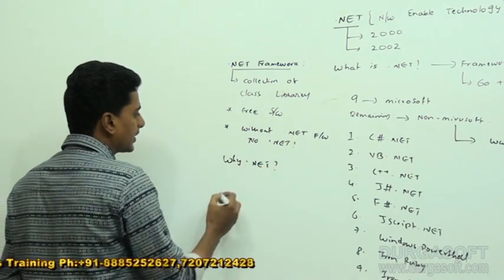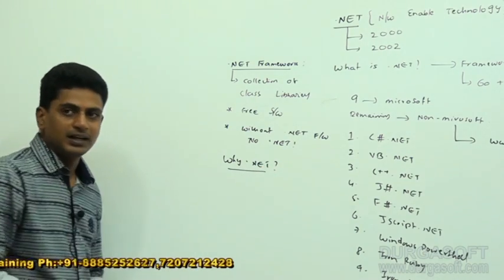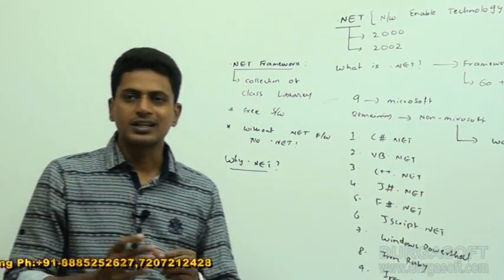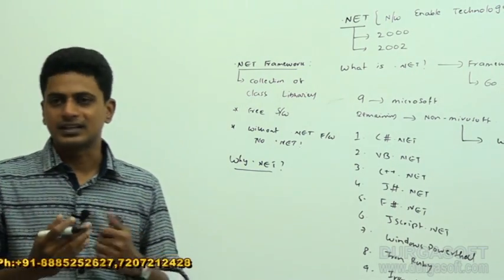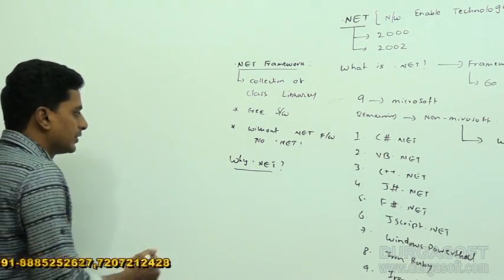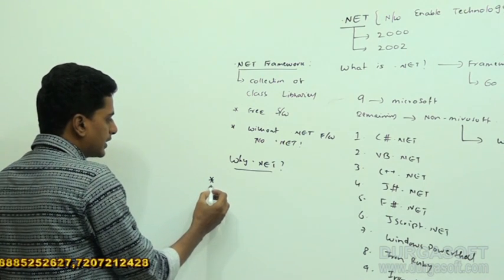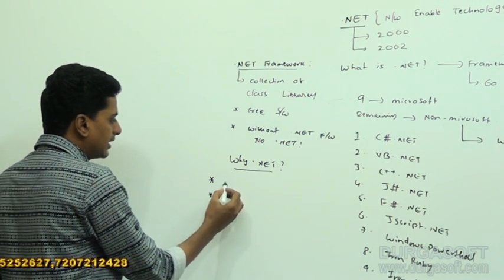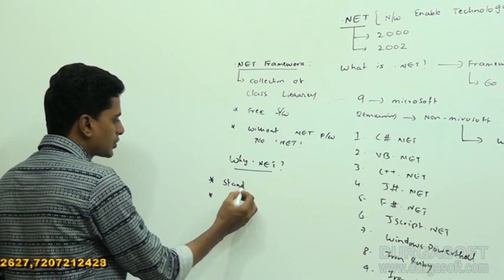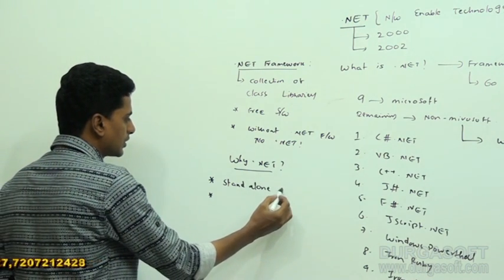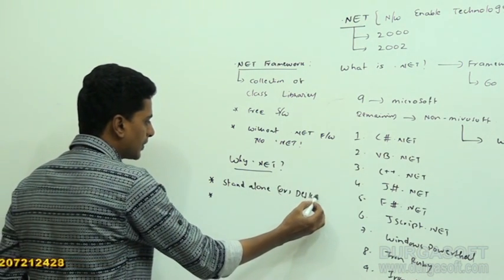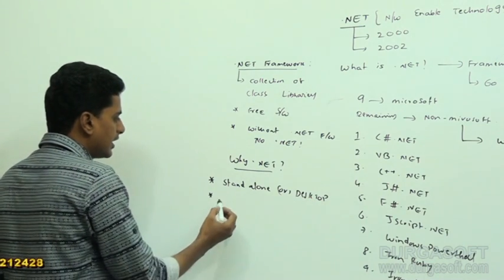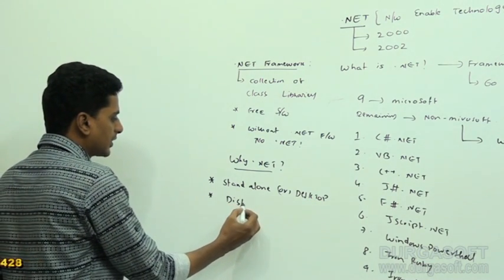So why .NET? .NET is used to develop different types of applications. What type of applications can we develop in .NET? Mainly standalone applications or desktop applications, and distributed applications.